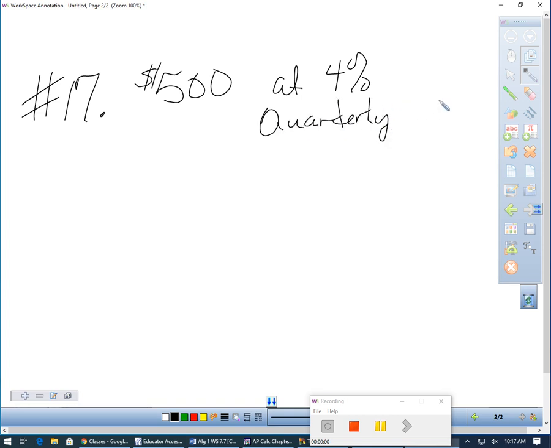for 6 years. All right, again, quick reminder, the 500 is our P. 4% as a decimal is 0.04. Move it over 2, right? That's our R. N is quarterly. What does N equal? 4. And then T is our 6 years.